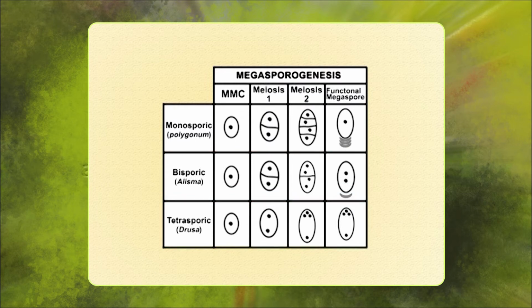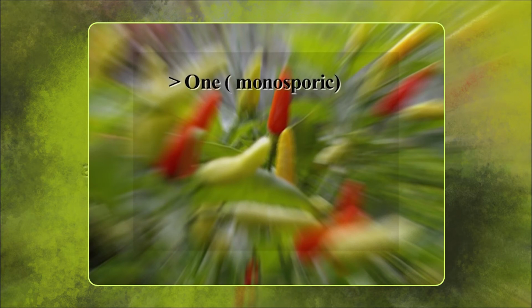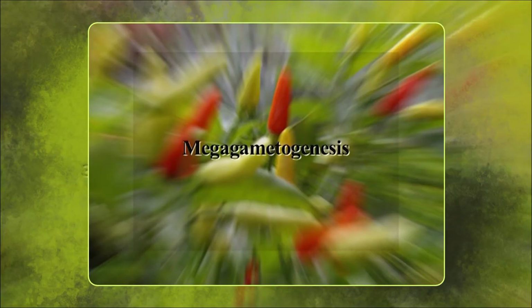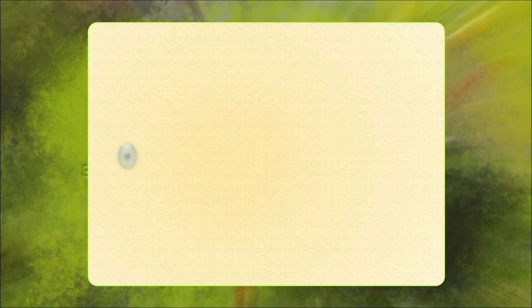In the tetrasporic pattern, cell plates fail to form after both meiotic divisions, resulting in one 4-nucleate megaspore. Thus, these 3 patterns give rise to a single functional megaspore that contains 1 monosporic, 2 bisporic, or 4 tetrasporic meiotic nuclei. The monosporic pattern is the most common form and is represented by the polygonum pattern. Now the megagametogenesis. During megagametogenesis, the functional megaspore gives rise to the mature female gametophyte.